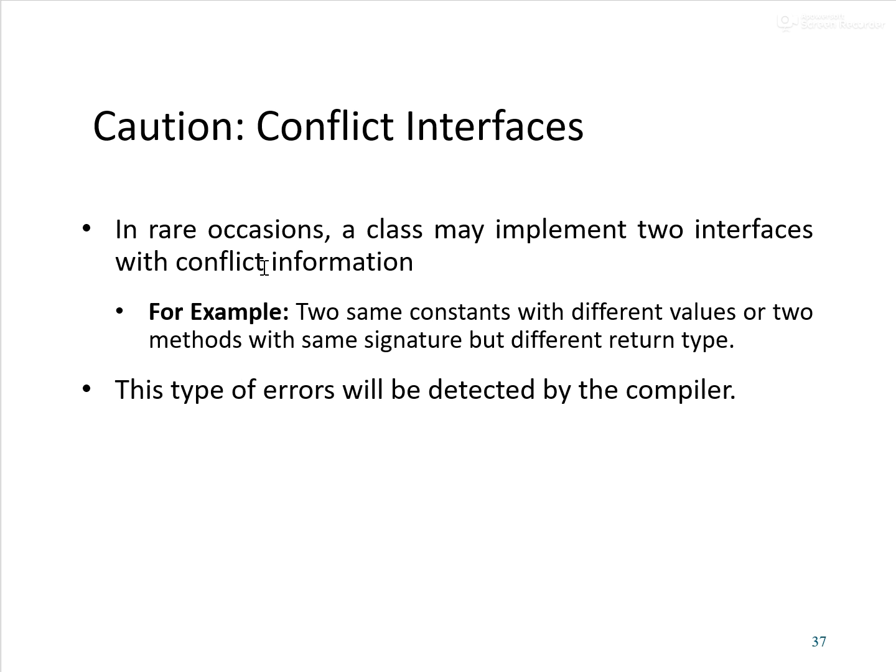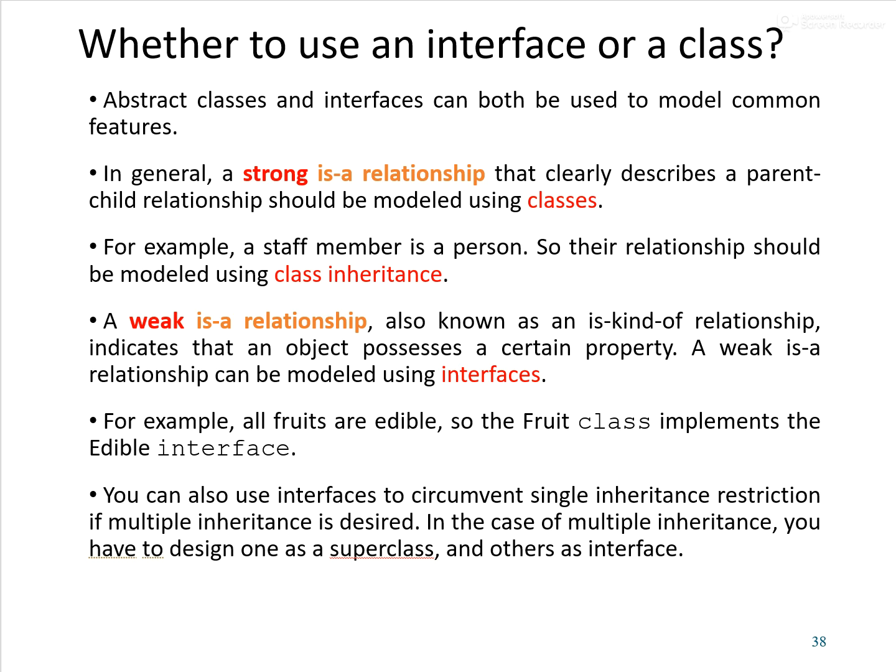On occasion, however, if you have a single class implementing too many interfaces, you might run into conflicts. For example, you may have two interfaces with the same constant but different values attached to them. These kinds of errors will be caught by your compiler, so you'll know what's going on.